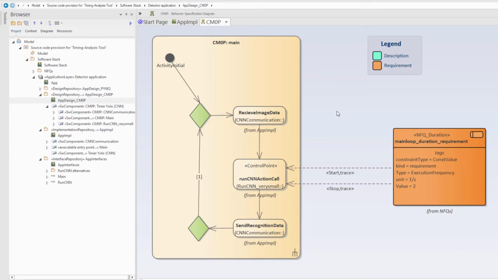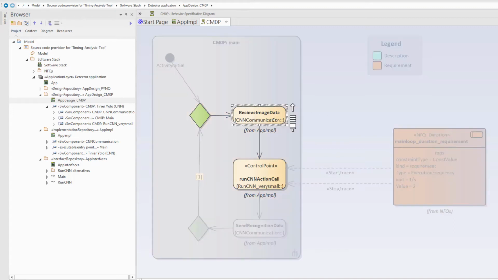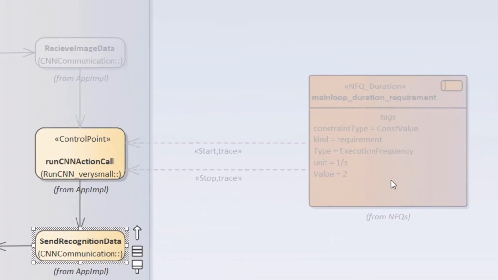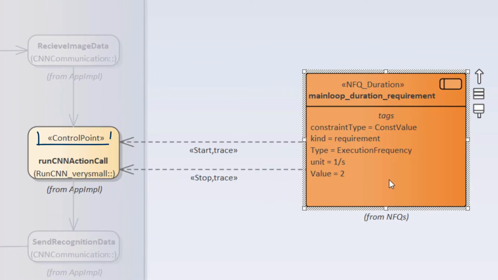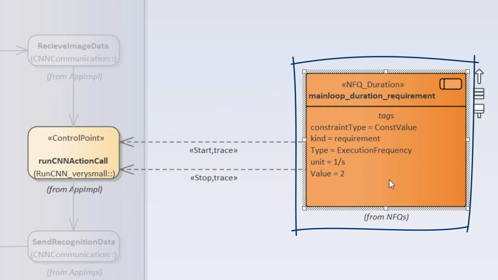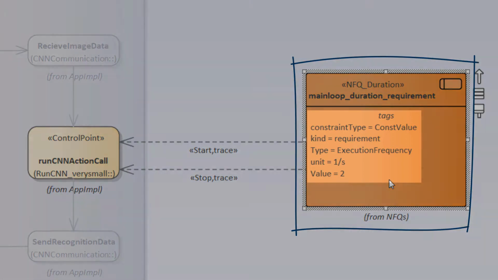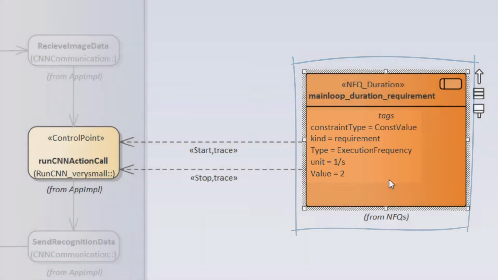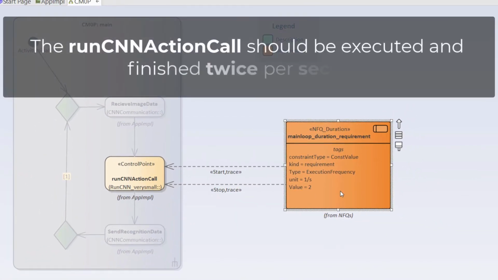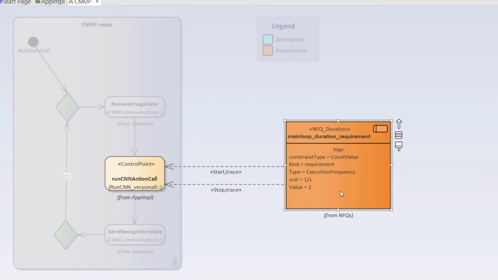The behavior is defined by three actions of a type call operation: receive image data, run CNN action call, and send recognition data. The run CNN action call is stereotyped as a control point which defines the point of measurement, and we created an NFQ duration type as a requirement linked to this control point. In this example, the NFQ is used to model a timing constraint of this specific application. The run CNN action call should be executed and finished twice per second.